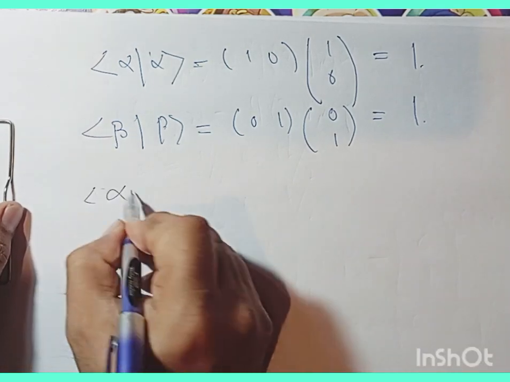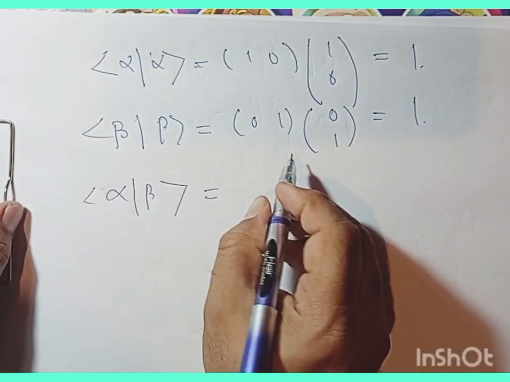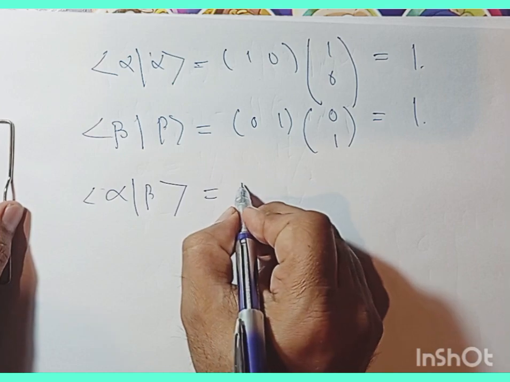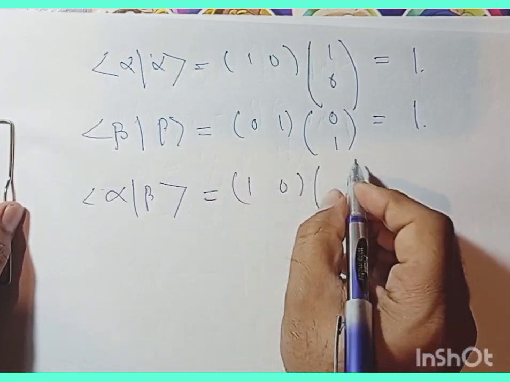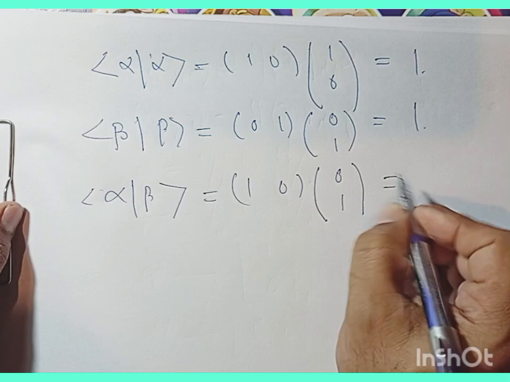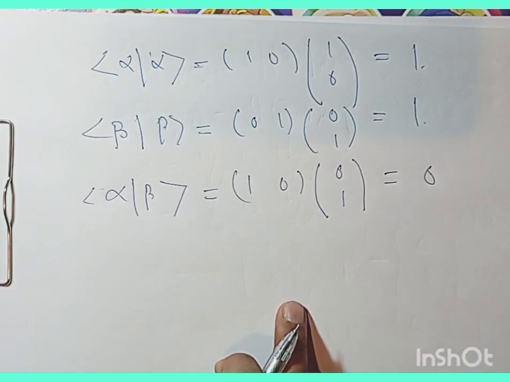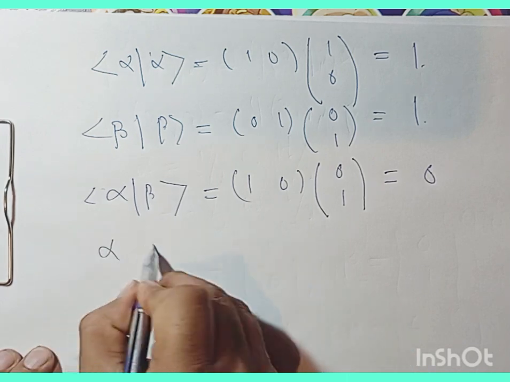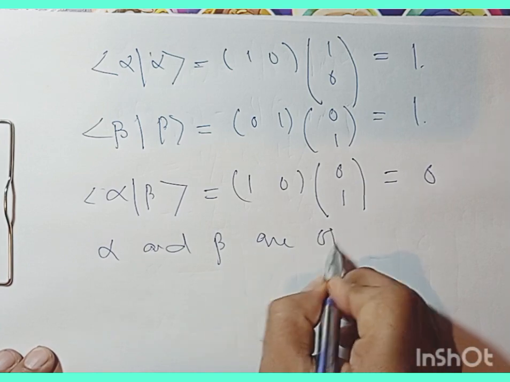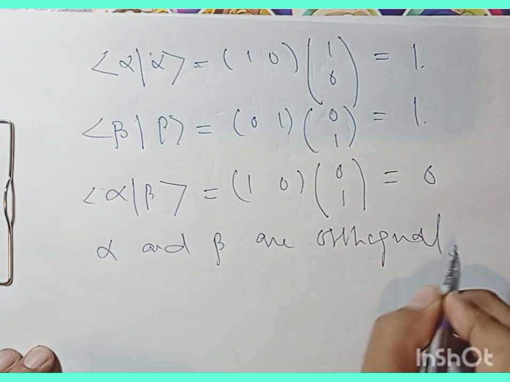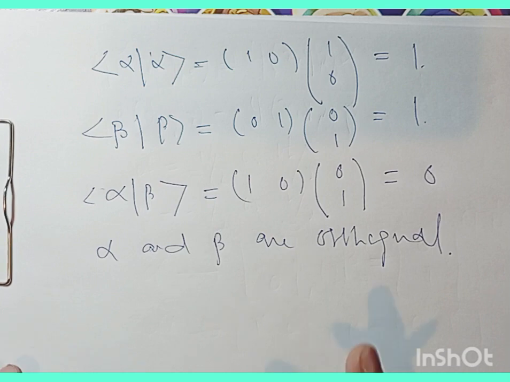And finally, if I take alpha and beta and take their inner product, I will have (1 0) and then (0 1), and I'll have 0 plus 0, so I'll get 0. What this shows basically is that the spin part is normalized, and the two states, alpha and beta, are orthogonal states.